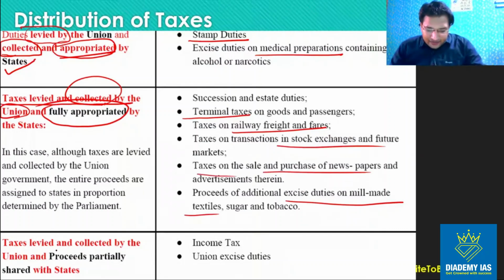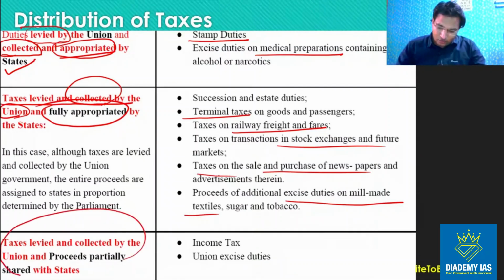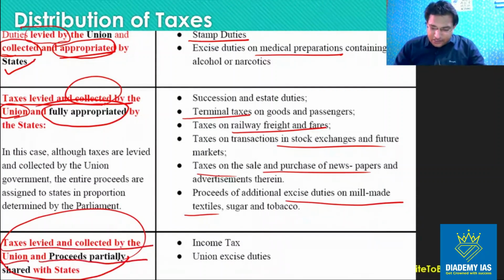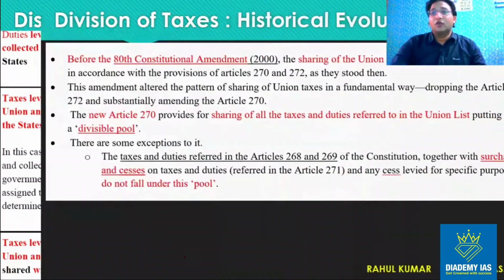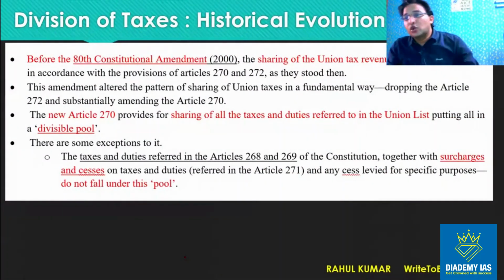Taxes levied and collected by the union and proceeds partially shared with the state. Yeah, now this is important, right? Taxes levied and collected by the union and proceeds partially shared with the state. Now for these purposes the finance commission is established. For this, what do we do? We establish the finance commission.